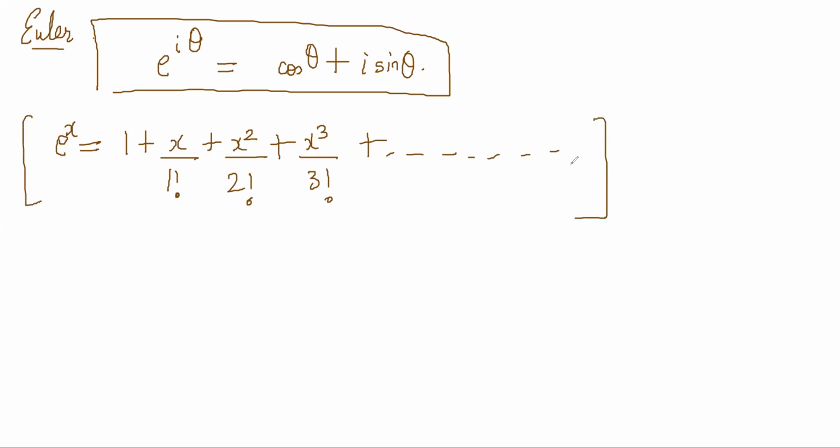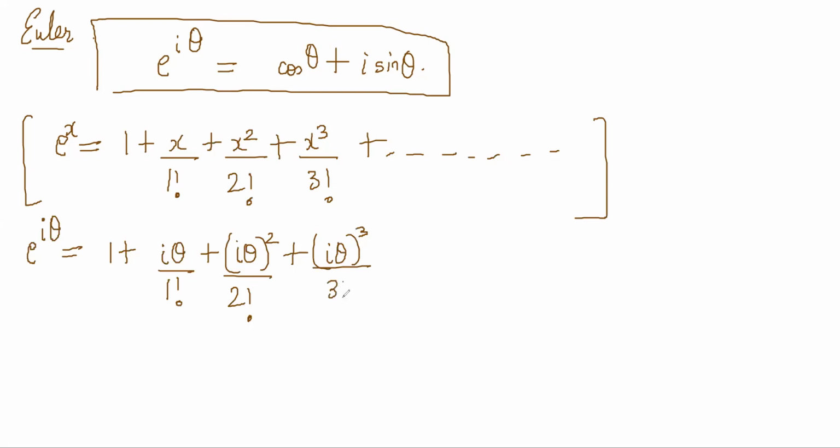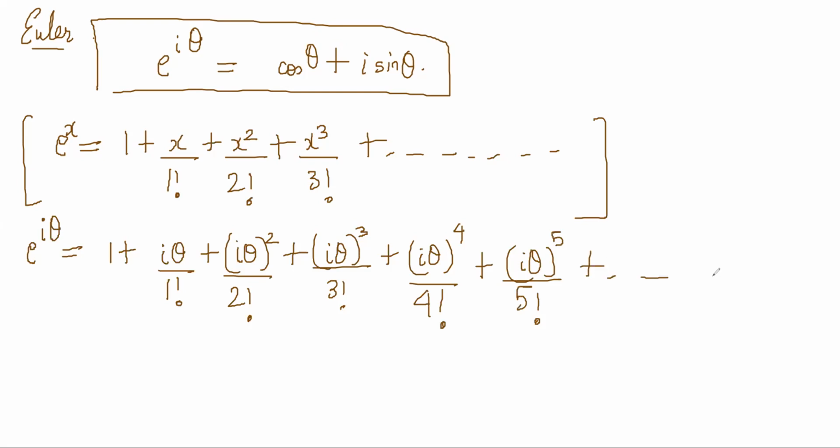So e power x is this. Okay. And if you put e power x as this, then e power i theta, instead of x, if I put i theta, what happens? 1 plus i theta by 1 factorial plus i theta whole square by 2 factorial plus i theta whole cube by 3 factorial plus i theta whole power 4 by 4 factorial plus i theta whole power 5 by 5 factorial and so on, right?